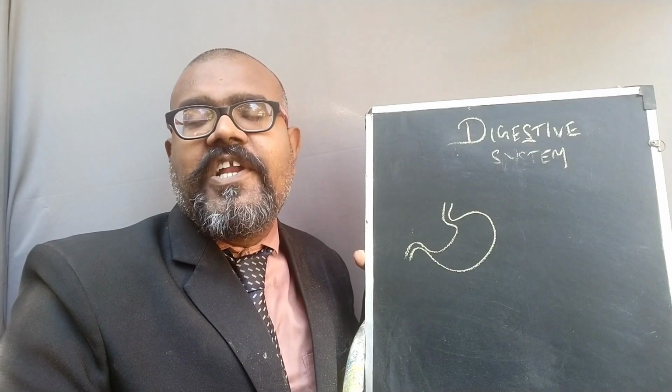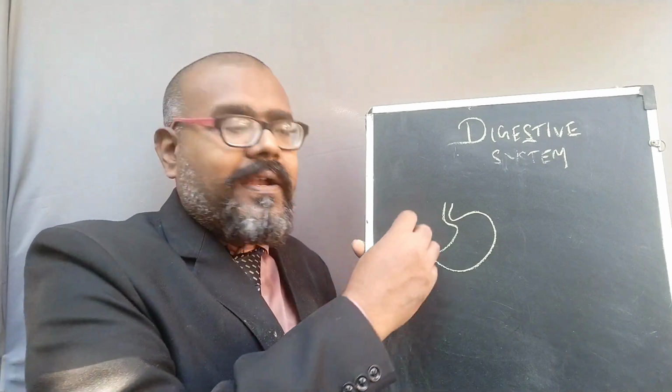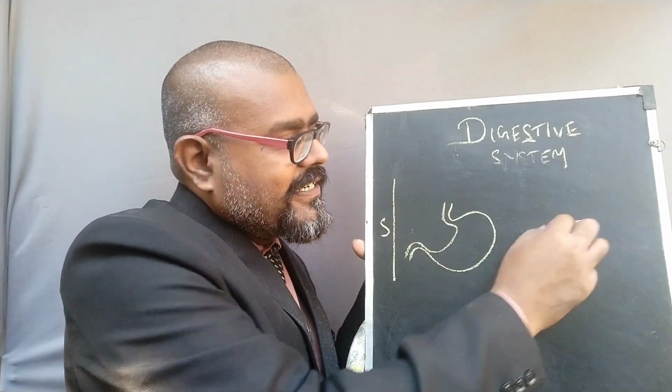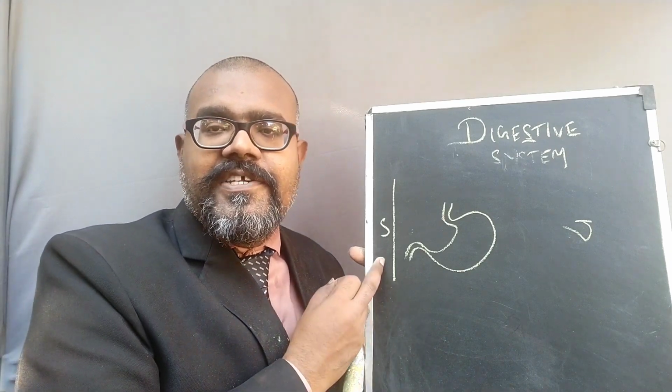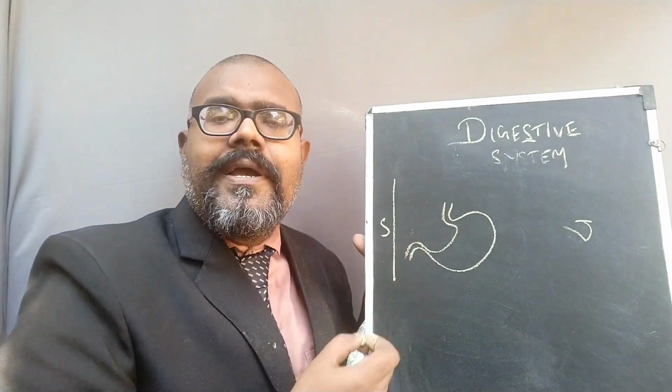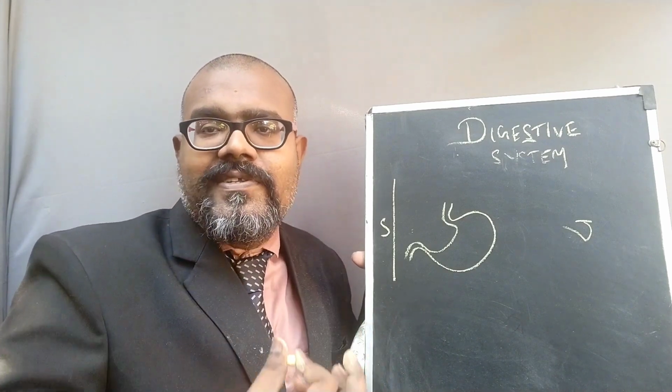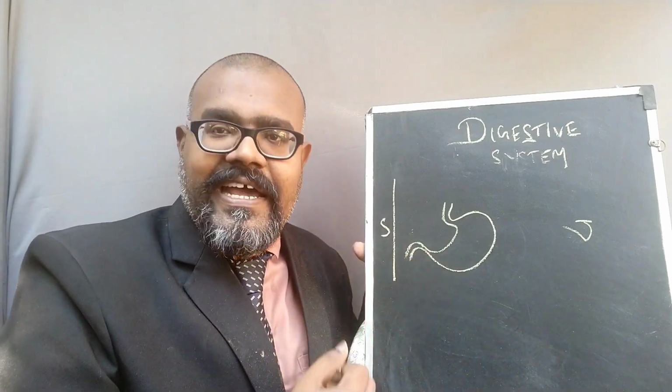The next region after the esophagus is the stomach, a J-like structure. The stomach is a muscular bag-like structure. It stores the food for certain minutes for the process of digestion.